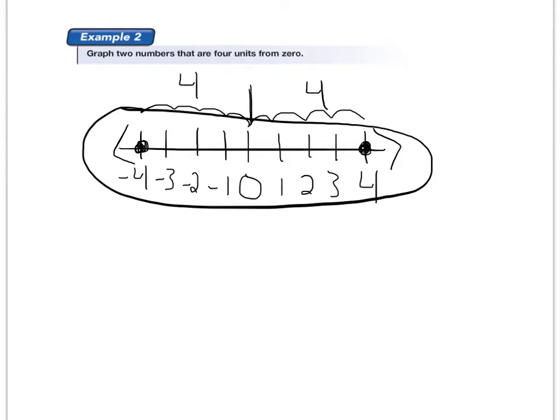Again, positives go this way, and we get bigger as we go to the right. Negatives go this way, and we get smaller as we go to the left, because negative 4 is smaller than negative 3. So there's our two numbers that are 4 units from 0 on our number line. Okay, let's go ahead and move on to example 3.